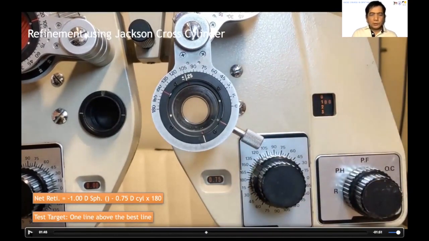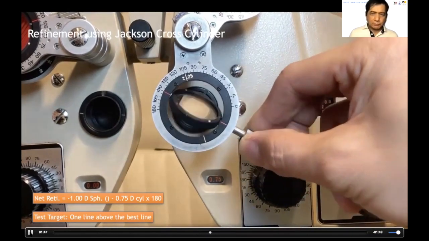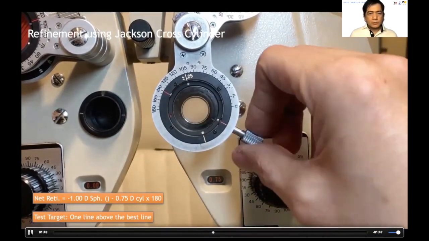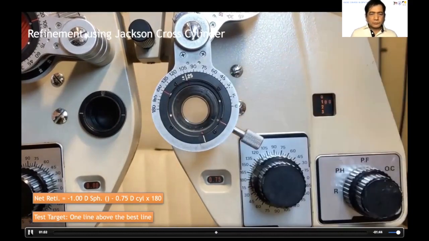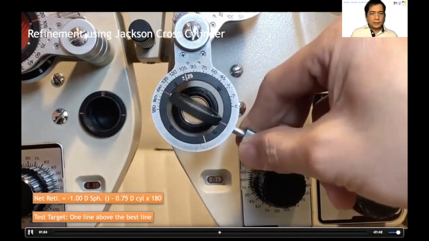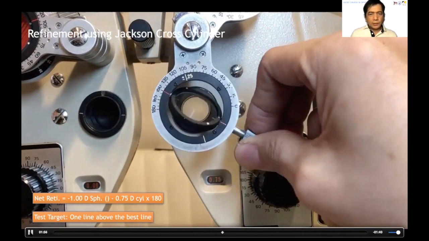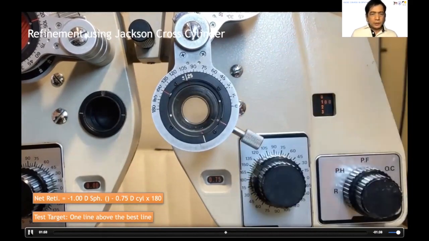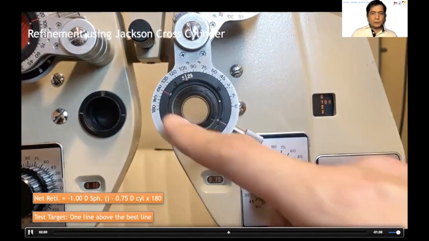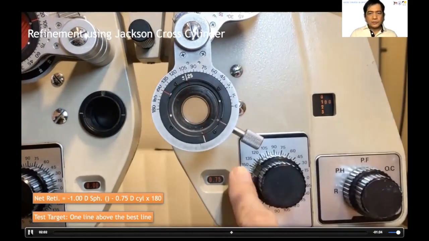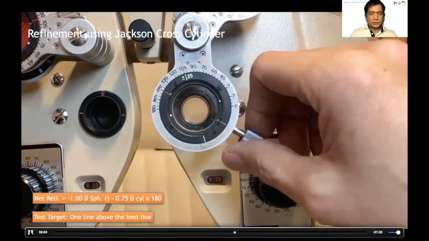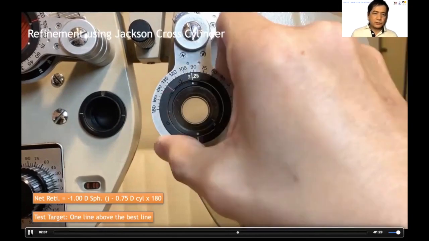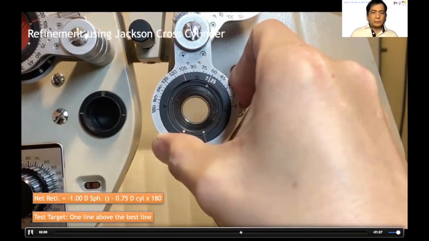Okay, so at this point, you are now at 150 degrees axis. And then again, with this new axis, ask the patient which is better, lens 1 or lens 2 with red above, or are they the same? Then again, lens 1, lens 2, or are they the same? And if the patient reports that they are now equally clear, your new axis now is 150 degrees. All right, so next thing to check is your cylinder power.